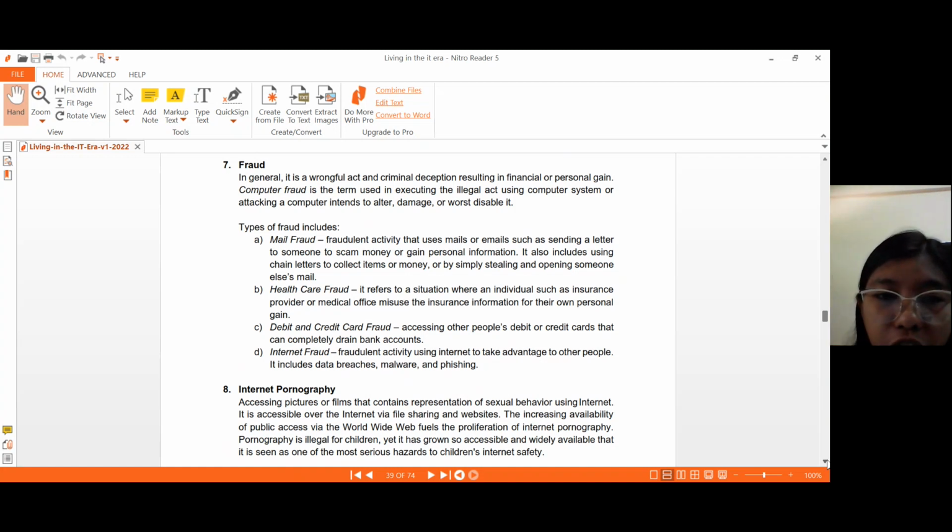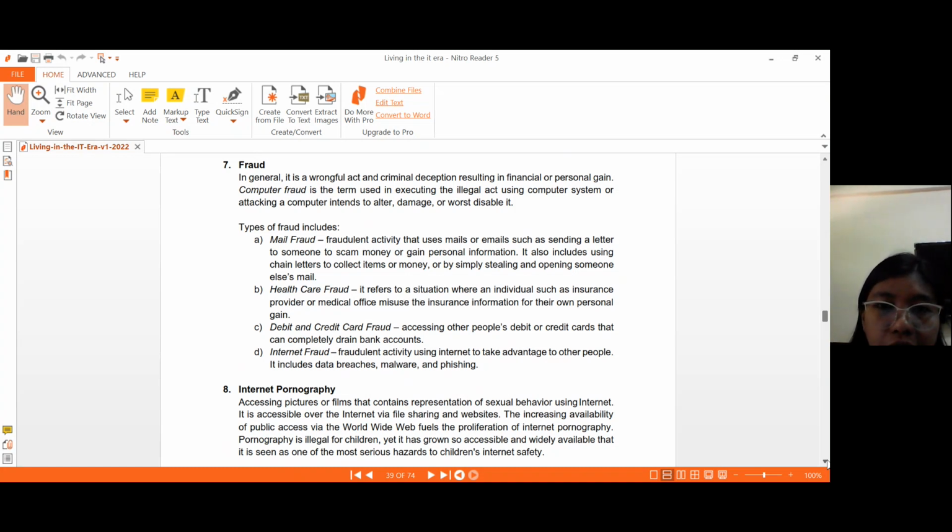Okay? Healthcare fraud naman refers to a situation where an individual, such as an insurance provider or medical office, misuses the insurance information for their own personal gain. Okay. Sa healthcare fraud, may kinalaman, for example, sa inyong health insurance. So, yung data ninyo doon ay inalter ng konti, pinalitan ng konti para mapakinabangan. For example, sinabi sa inyo na ang kalahati lang yung sagot kasi ganito lang yung nahulugan, pero hindi naman ganun. Tapos kukunin na nila, aariin na nila yung ibang pera.